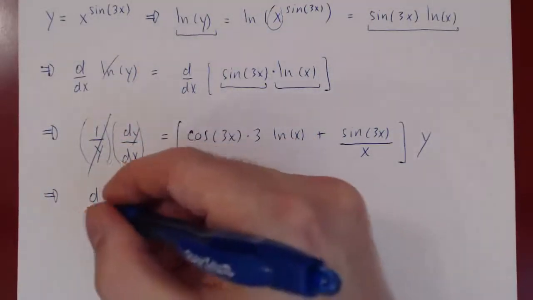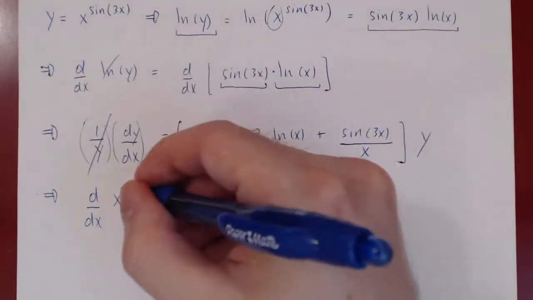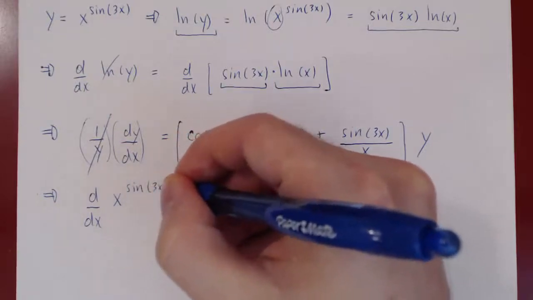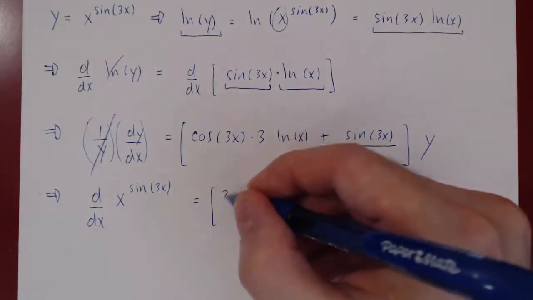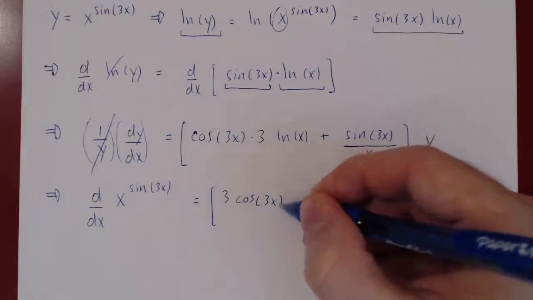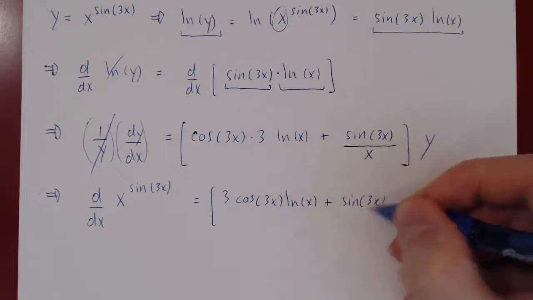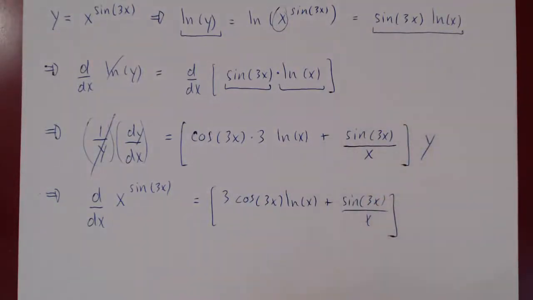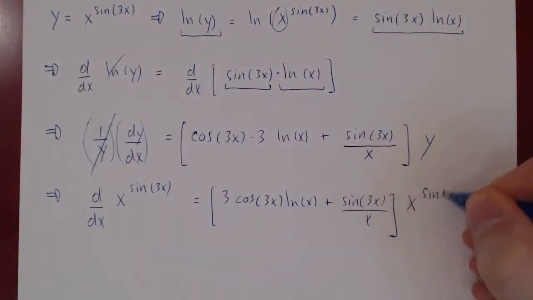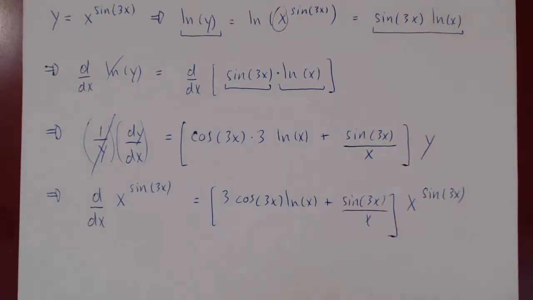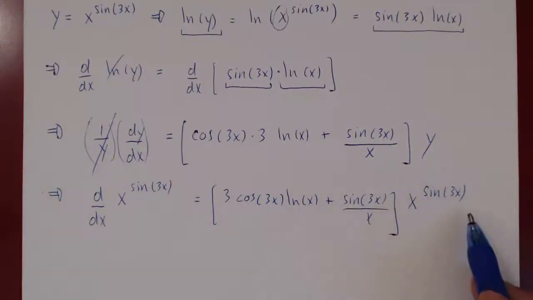The derivative of the function y, which is x to the sine of 3x, is equal to, we can write this as 3 cosine of 3x ln of x, plus sine of 3x over x, times y, but y we know is x to the sine of 3x. And there you have it. The derivative of the function x to the sine of 3x is this times the function itself.